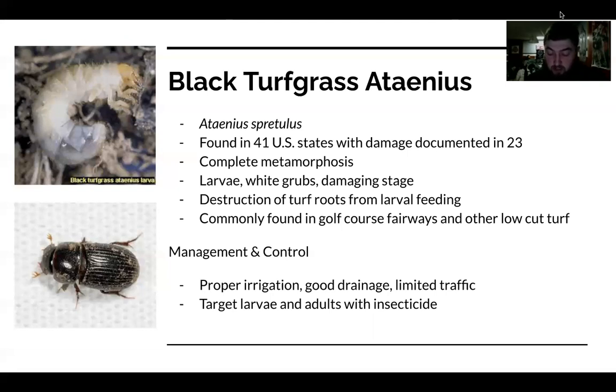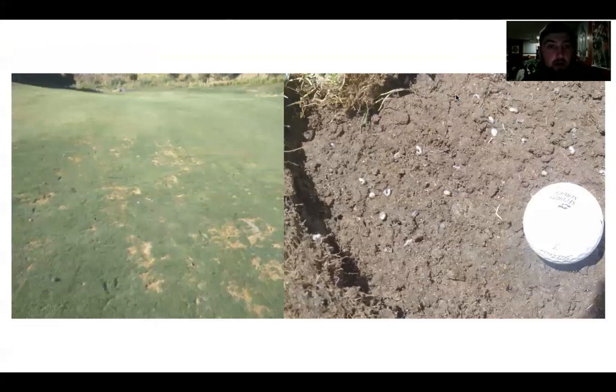Most turfgrass managers have been able to control Ataenius spretulus larvae with the same practices they use against Japanese beetles and masked chafer larvae. Insecticides such as Dylox and Acelepryn have been successful at managing and immensely reducing the presence of these grubs in turfgrass cultures. And then on the next slide, got some pictures of damage. So on the left there, you've got some browning out on a fairway. And then on the right side, you've got some exposed grubs under the turfgrass. You can see how small they are.